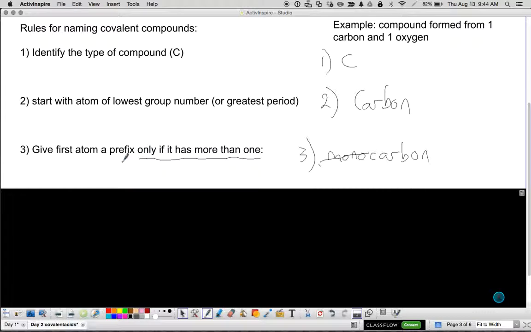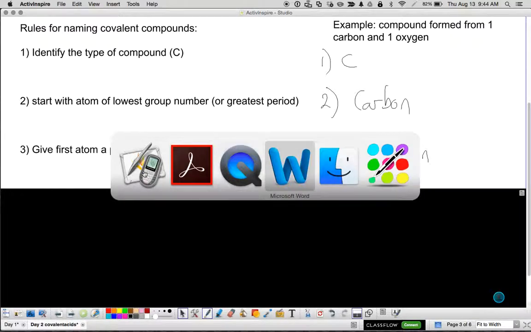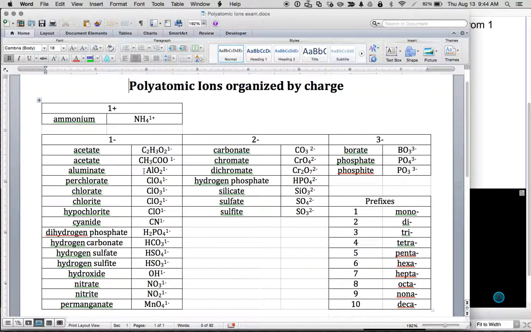Now, how do I determine what prefixes to use? Well, on the polyatomic ion chart, in the bottom right, you'll notice this group of prefixes. Mono, di, tri, tetra, penta, hexa, hepta, octa, nona, deca. Those are the prefixes you use. I give them to you because I'm awesome. Really, let's not deny that.